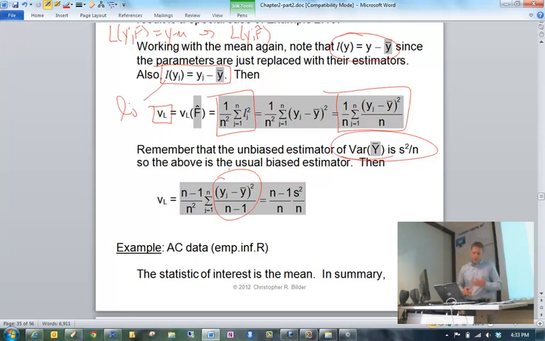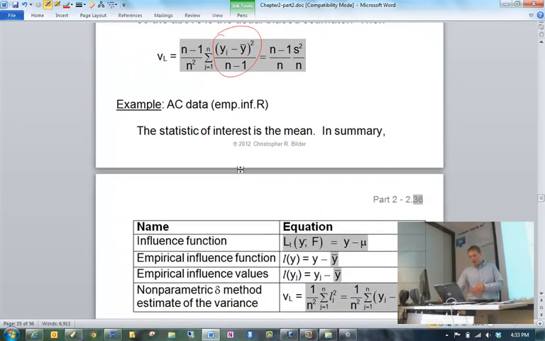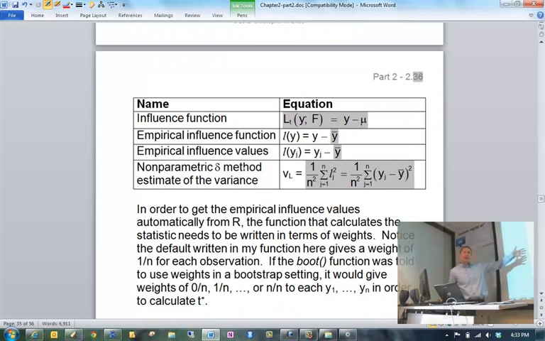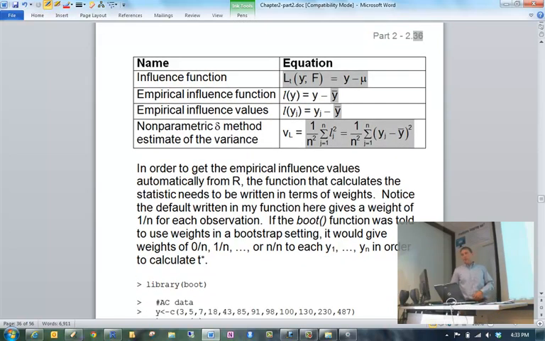Okay. So let's apply this now to a data set. This is the air conditioning data once again. I've noticed that sometimes students have problems remembering what the influence function, the empirical influence function, the empirical influence values, and all that stuff are, so I've summarized this in a table. Remember, with the AC data, we're interested in the mean, so that's why this is a nice second example. So what I could do is just go to my data set, put in the y_j's, calculate y bar, and you've got your estimate of the variance.